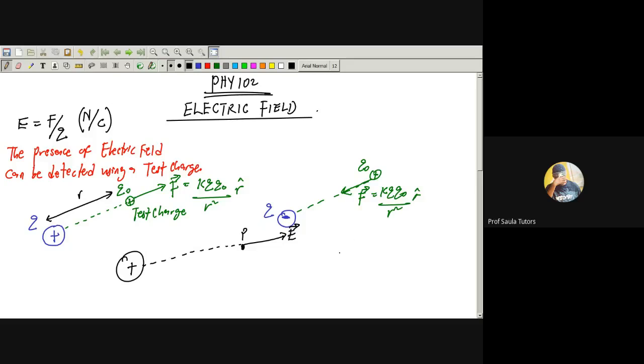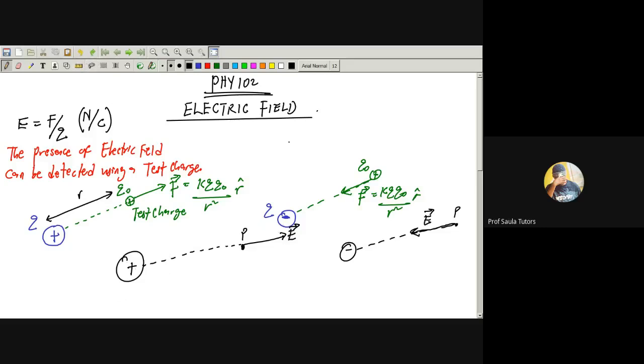On the other hand, if I have a negative charge and I want to find the electric field at a point P, because it is a negative charge, the electric field will be directed towards it. So you now know how the direction will look. If the charge at the point is positive, the electric field E will be going outward.